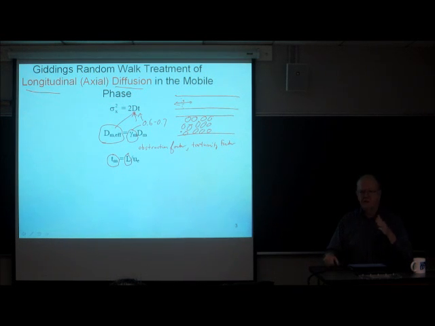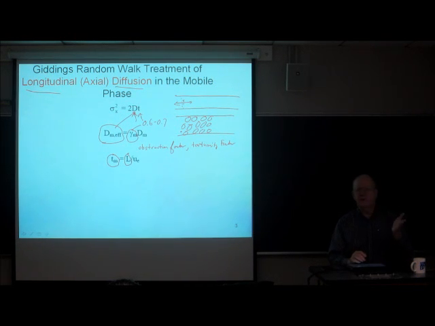The zone velocity is different because the zone velocity accounts for what fraction of the time the molecule spends in the stationary phase. The time it spends in the stationary phase, it's not undergoing diffusion in the mobile phase, it's undergoing diffusion in the stationary phase. U sub e is the average velocity of the mobile phase when it's moving around the particles. It's the interstitial velocity.